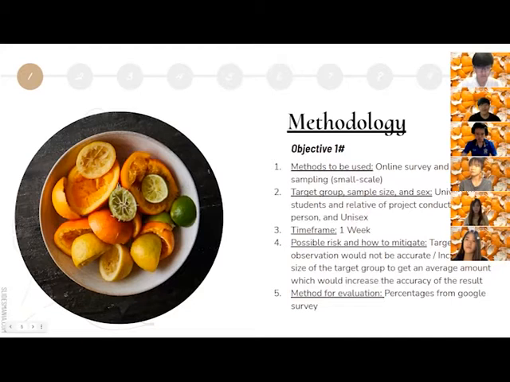And the possible risk and how to mitigate it is that the target group's observation, which is collected, might not be accurate. So to mitigate it, we would have to increase the target group size to make the results more accurate. And the method for evaluation would be percentages from Google survey.